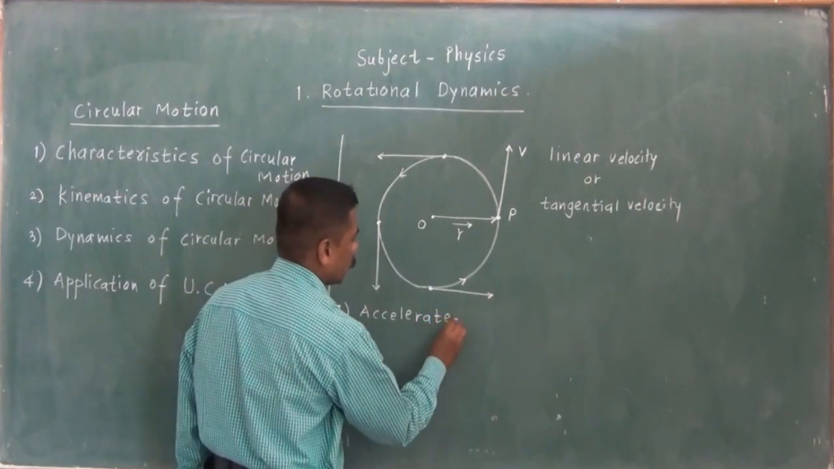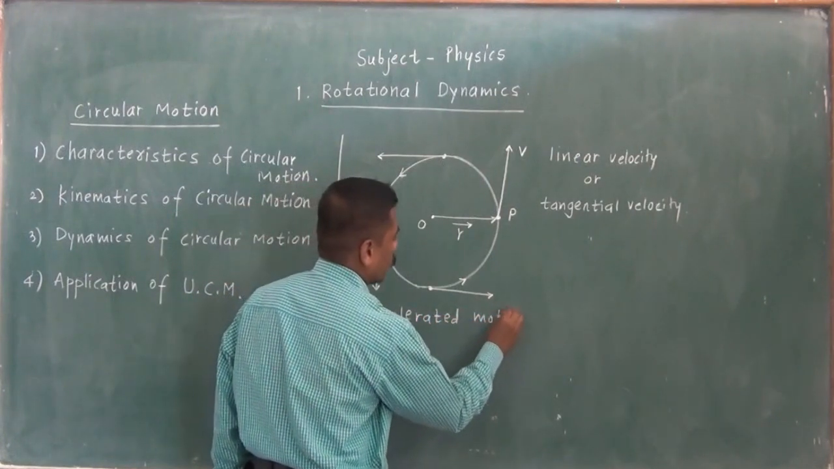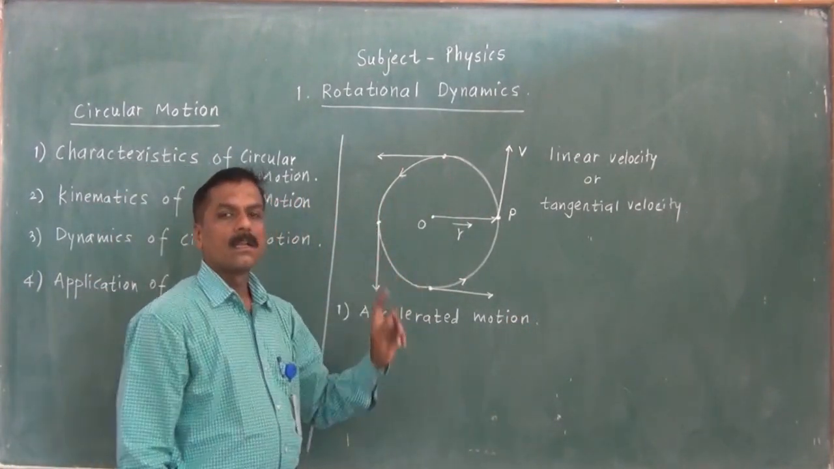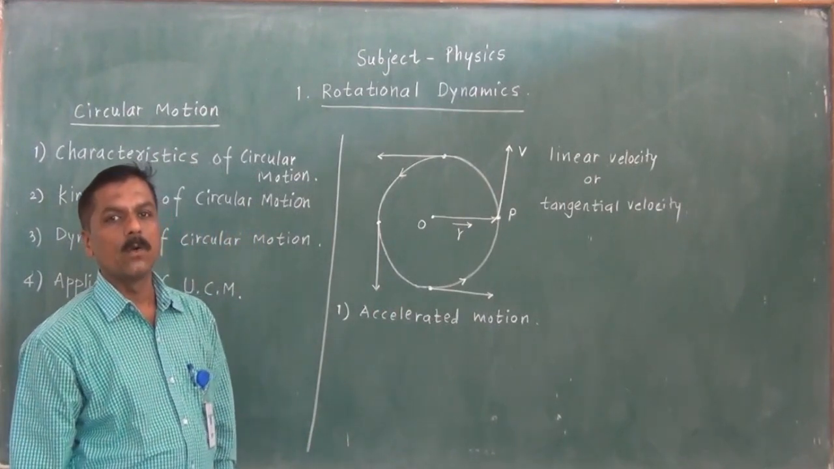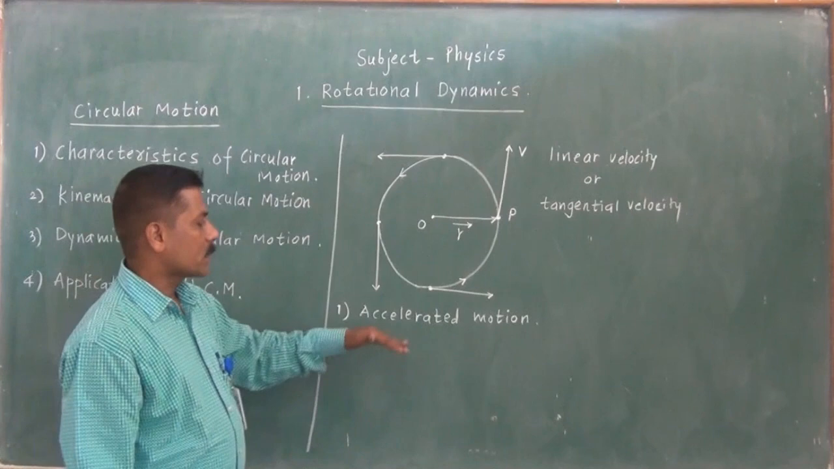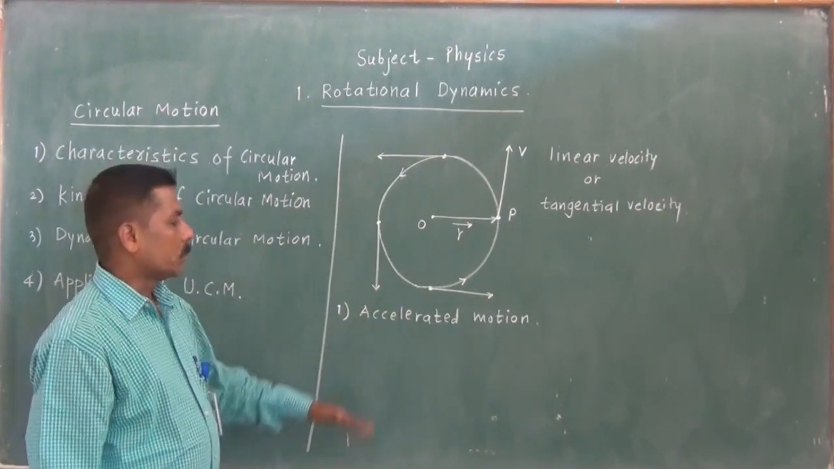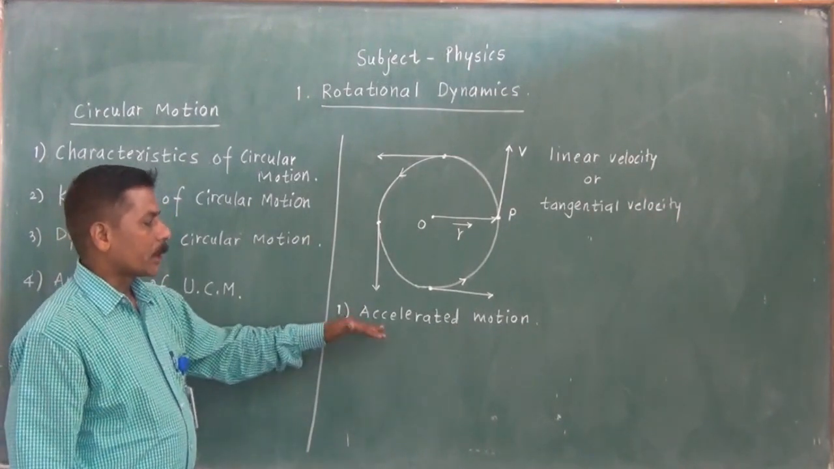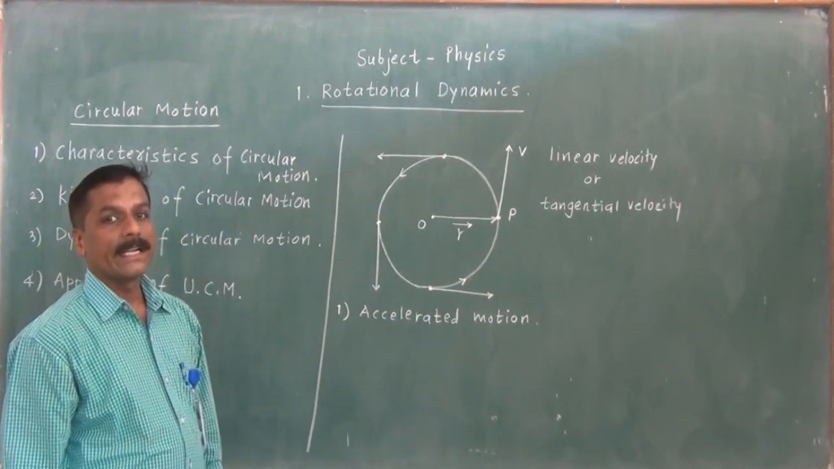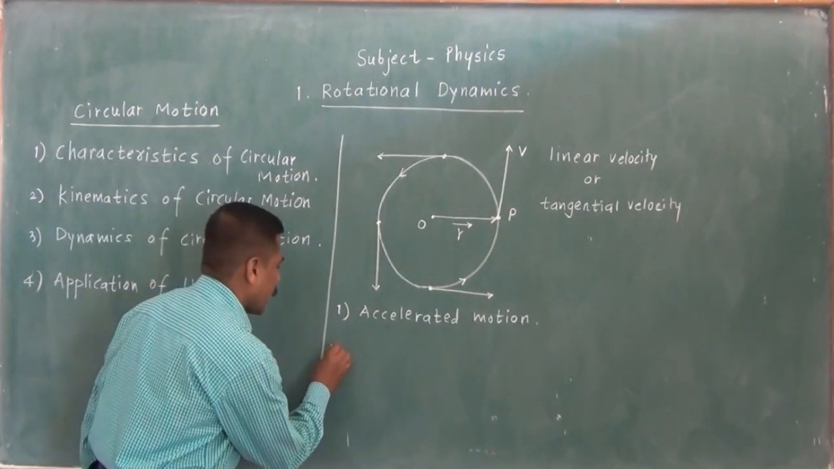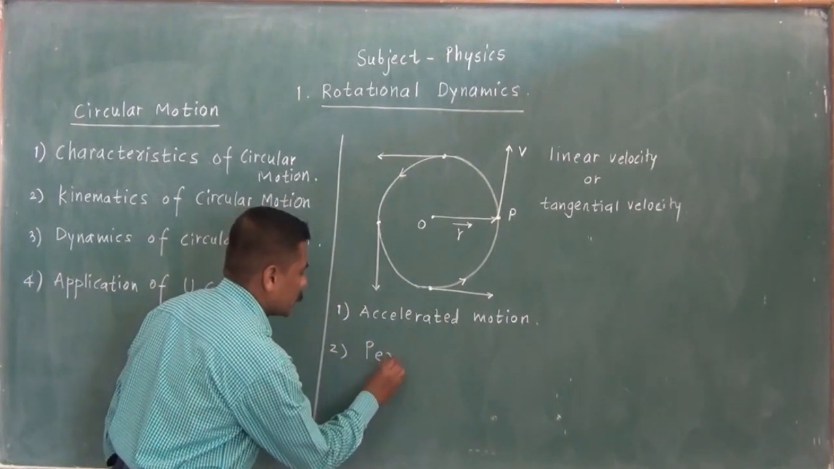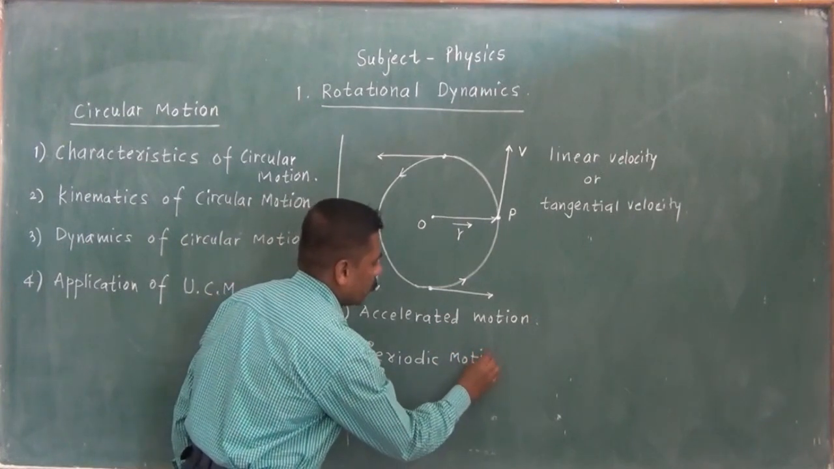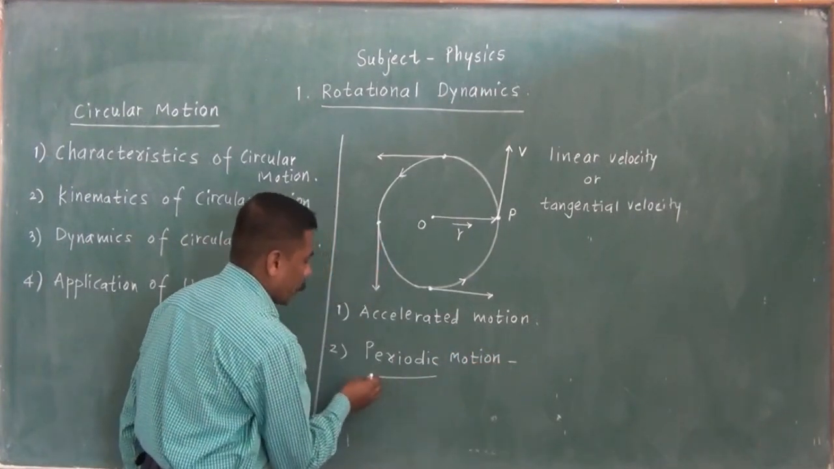Accelerated motion. You can observe that in circular motion, the direction of the velocity goes on changing, so acceleration is produced there. So this is the first characteristic of circular motion: circular motion is accelerated motion. And the second characteristic is given: this is periodic motion. Now what is the meaning of this word periodic?